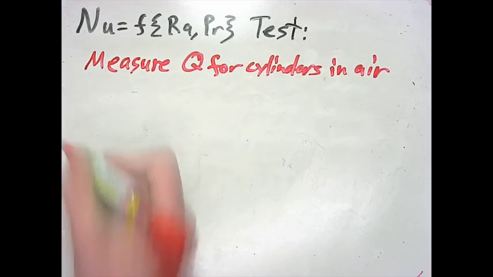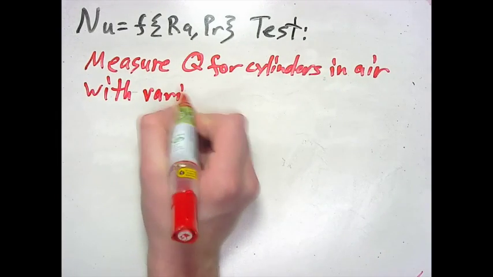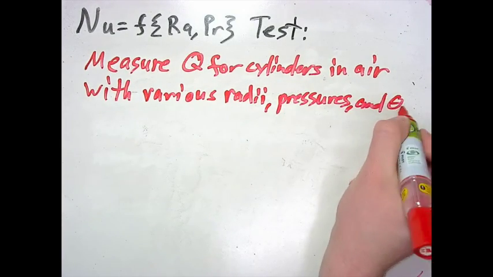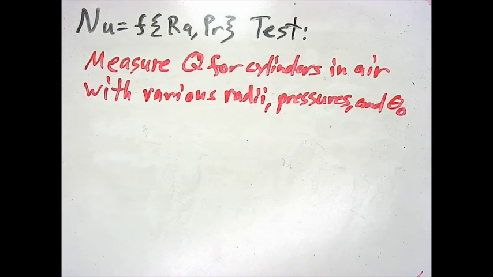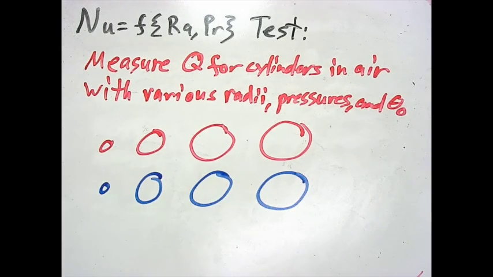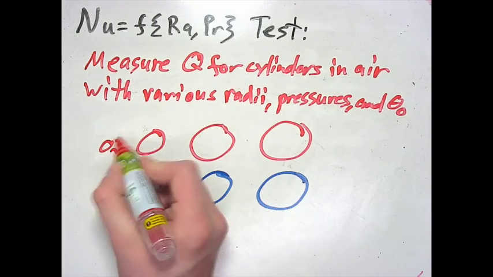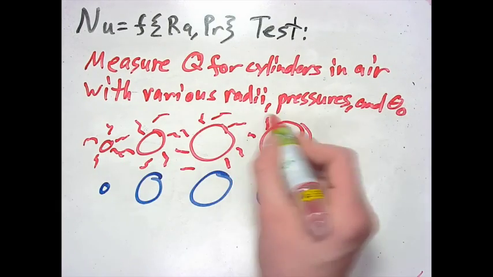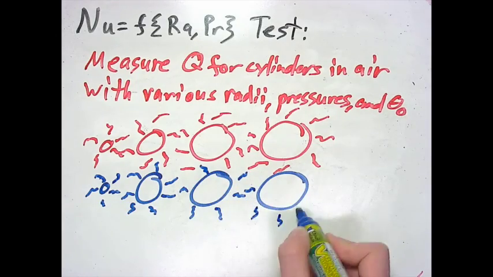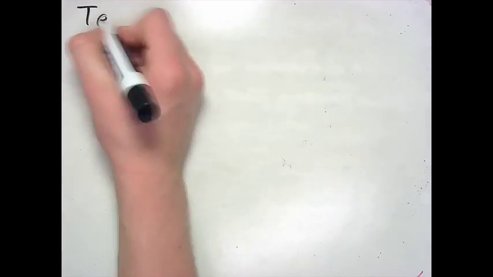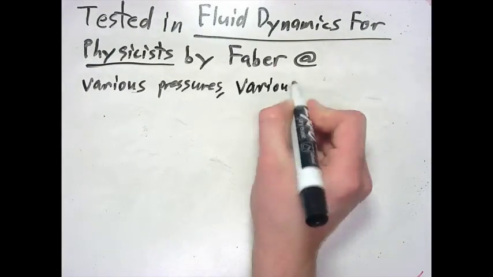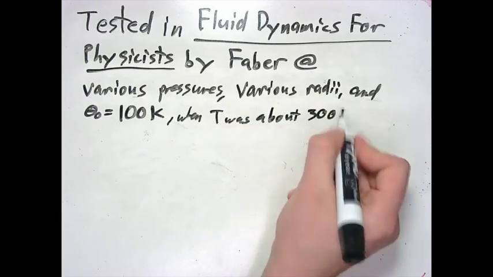To perform this test, we can measure the heat loss from various types of cylinders. We can perform these tests using variables of radius, temperature, and pressure. Therefore, we can make multiple tests keeping two out of three variables of temperature, pressure, or radius constant while varying the other. However, the book Fluid Dynamics for Physicists by T.E. Faber already has data collected by A.H. Davis.